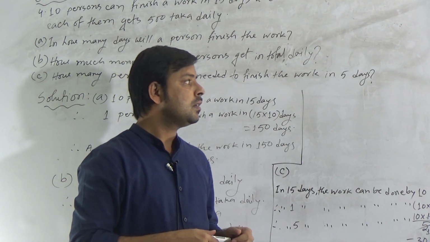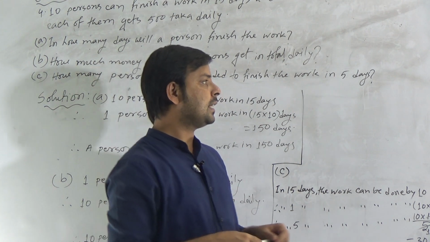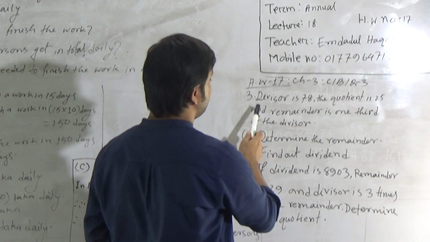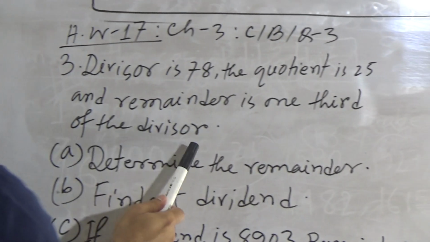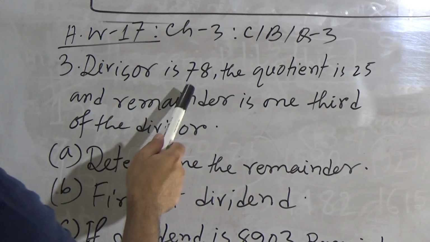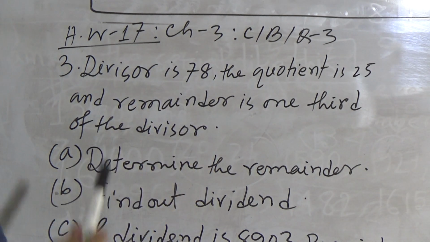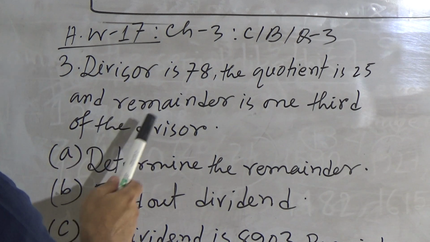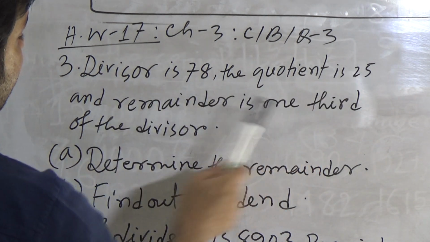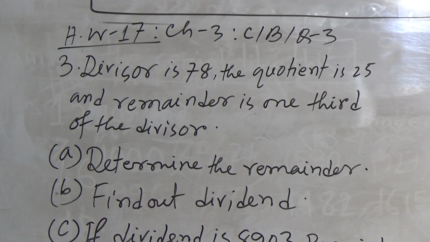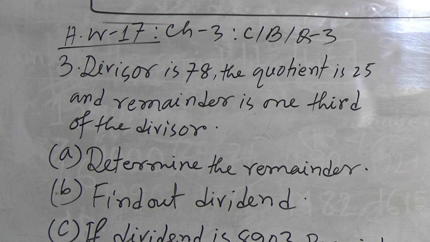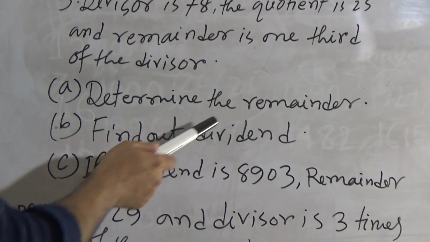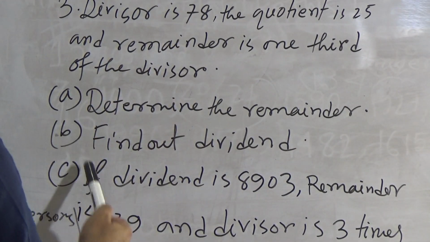Now I have given a question for your homework, that is CBQ3. CBQ3 is divisor is 78, the quotient is 25 and remainder is 1/3 of the divisor. It means that if you divide 78 by 3, you will get the divisor. As you have divisor, here is divisor, this is quotient. Now if you divide the divisor by 3, you will get the remainder. So as you have divisor, quotient and remainder, you can find the dividend. So our first question, determine the remainder.